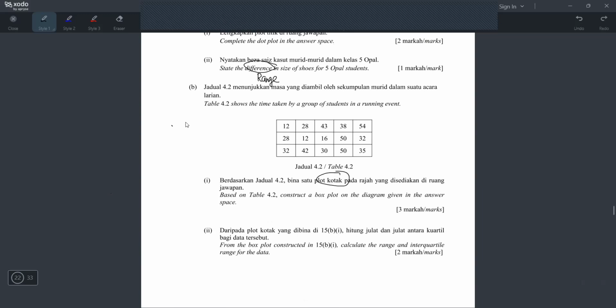Okay, plot kotak is like this. You have a kotak, and then you have a line. You have a line like this, and you have a line like this. And I pernah tell you this line, what do we call it? This line ada satu nama. Siapa ingat? We call it the whisker. Okay, but yang ni tak berapa penting, so saya padam.